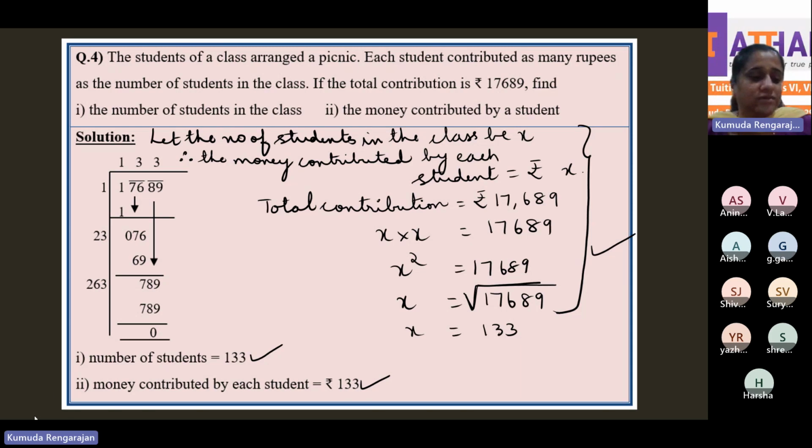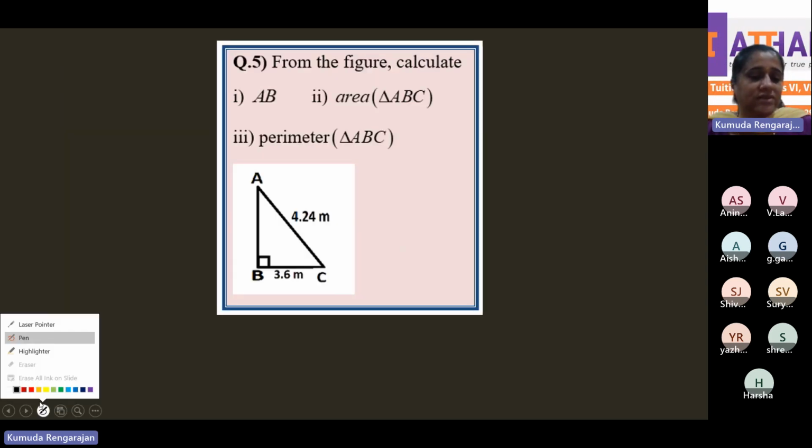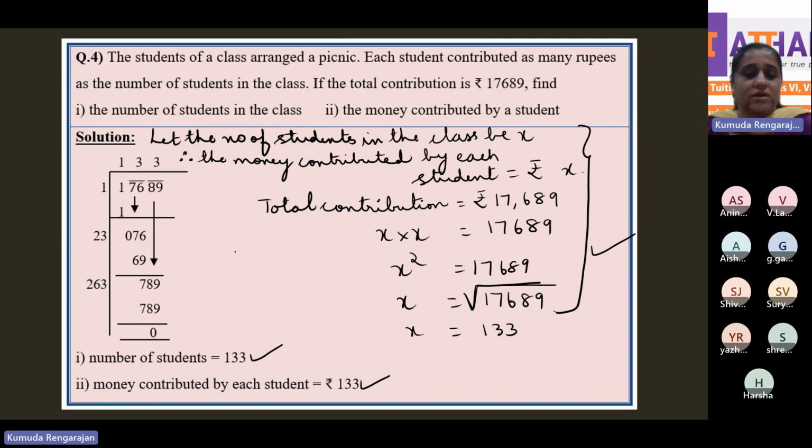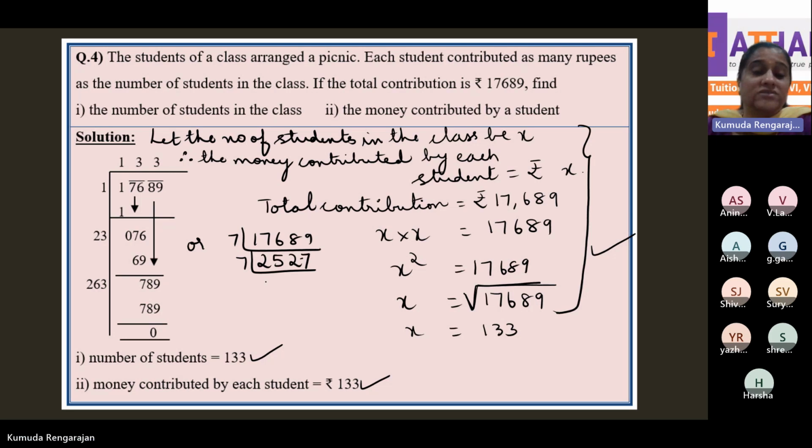Let me just work that so that if somebody else has done the same method, they can check it. So you can also use the prime factorization method. 17689. So 7 2s are 14, 3 remains, 7 5s are 35, 1 remains, 7 2s are 14, 4 remains, 7 7s are 49. Again 7. See, we are not using 2, 3, and 5 because this number is not divisible by 2, 3, or 5. So you have to take 7.